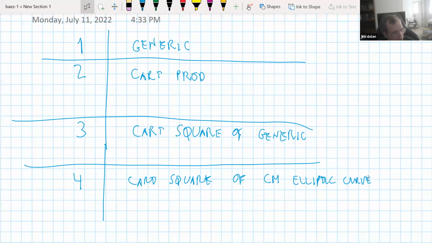Yeah, you've got this abelian surface, and it turns out it makes sense for it to have an endomorphism ring. It just makes sense. You can talk about endomorphisms, and you can add them, and you can multiply them.